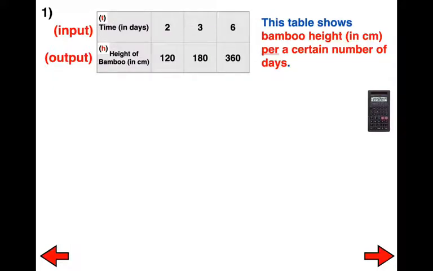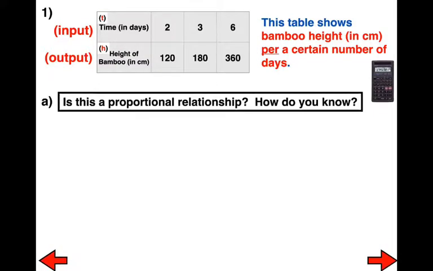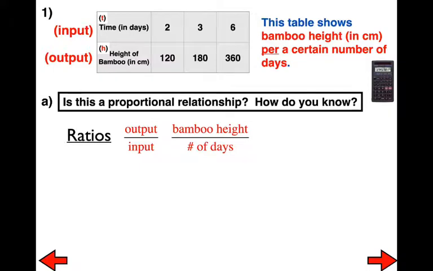In other words, you can't find the height unless you know how many days it's been growing. So, is this a proportional relationship? How do you know? Well, we're going to do number 1 together. It is a proportional relationship. And one way that I know is if we take all the ratios of the outputs divided by the inputs, in other words, the bamboo height divided by the number of days, they will all be equivalent to each other.